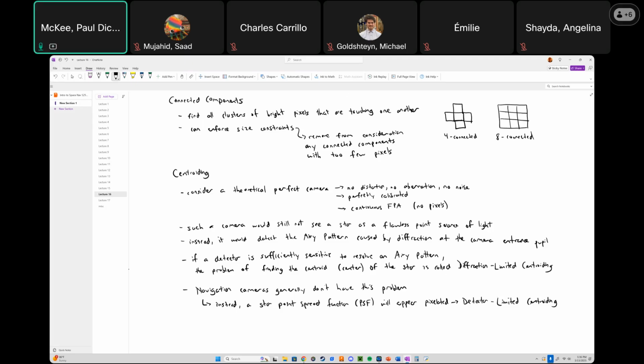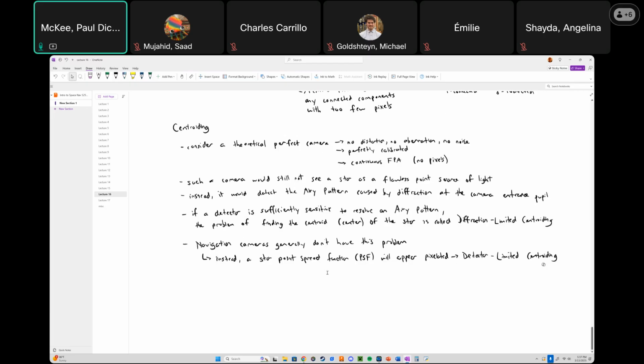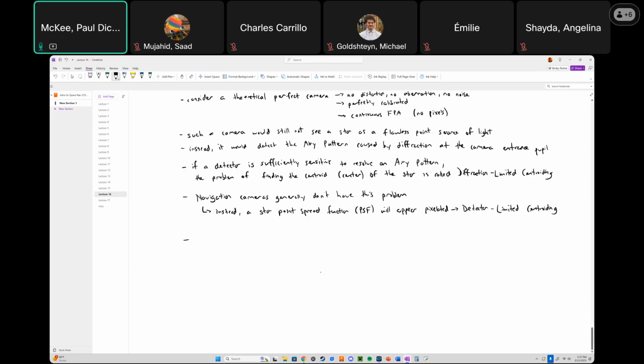So is the weak link in the chain your optics or your electronics? Generally, for navigation cameras, if it was perfectly well focused, the whole airy pattern of the star would fall on a single pixel. You would get one bright pixel, and then you're done, because that's all we have is one bright pixel. We can actually do a little bit better than that. So we actually don't want a camera to be too well focused.